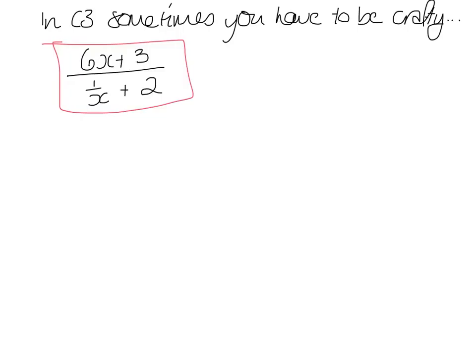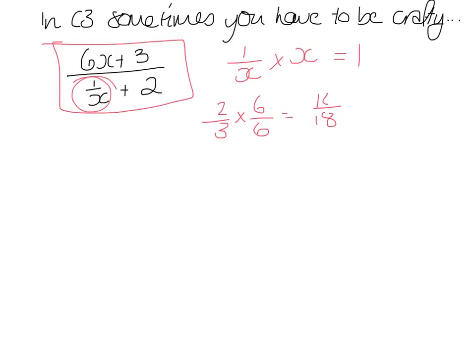Okay, how can I get rid of it? Well, I know that 1 over x times x is 1, hopefully. I also know that, say I had 2/3 and I multiplied it by 6, top and bottom, I get an equivalent fraction. So I haven't actually changed the value of the fraction, but I have changed the numbers. I'm going to use these two facts, okay? I want to get rid of the fraction within the fraction, and I want to make sure I don't change the value of the algebraic fraction I have here.